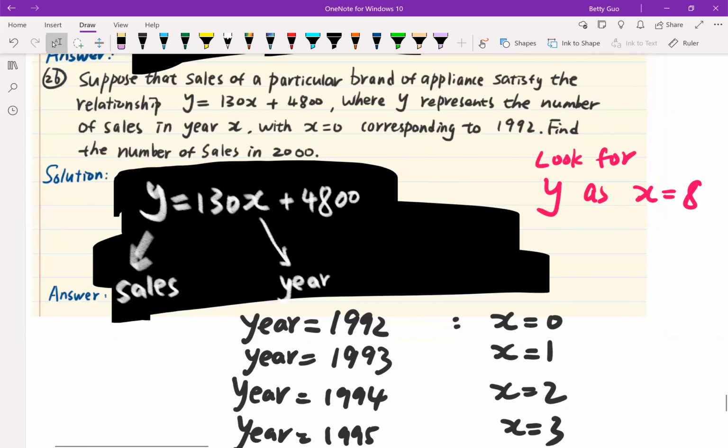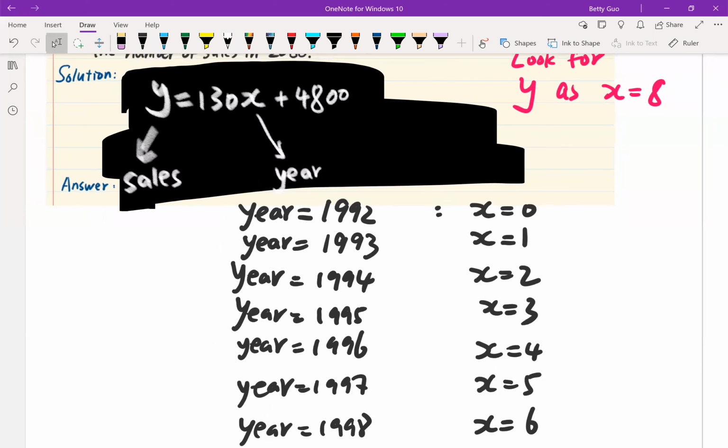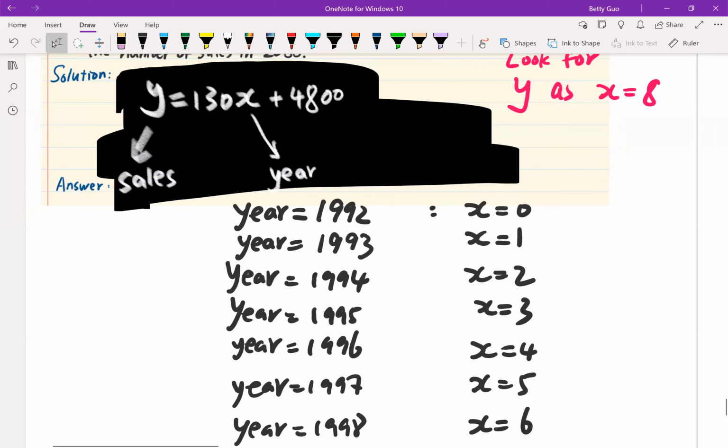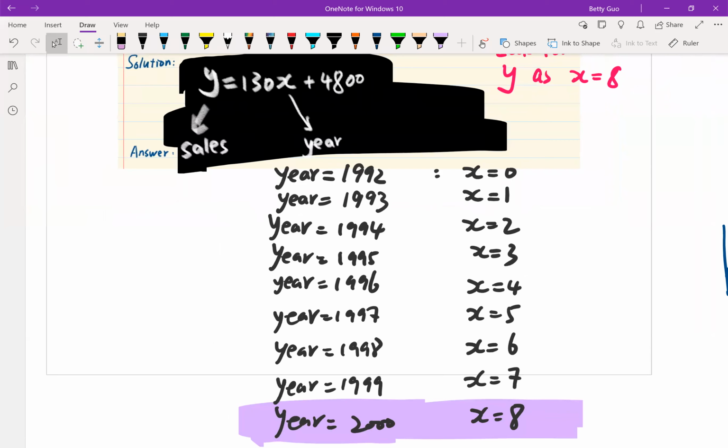So let's think about it. As x equals 0, the year is 1992. As x equals 1, the year is 1993, right? When x equals 2, 1994, x equals 3, 1995, x equals 4, and so on. As x equals what, the year is 2000? It's 8, right? So you plug in x equals 8 in the equation to find the corresponding y value.